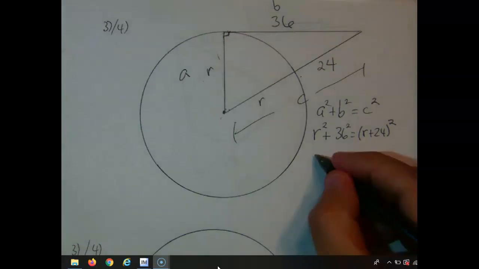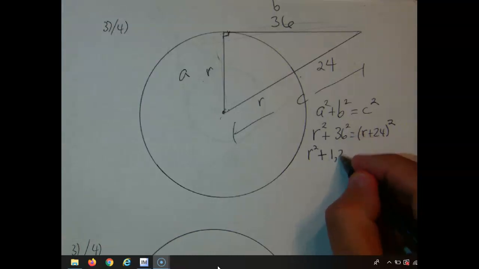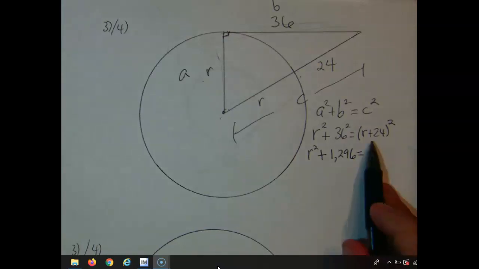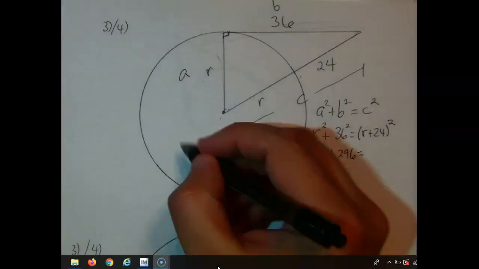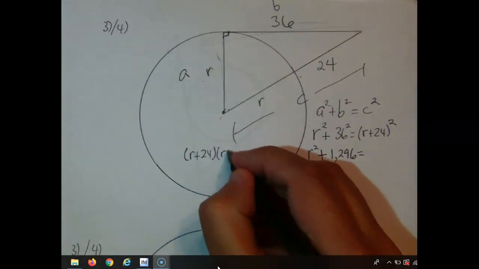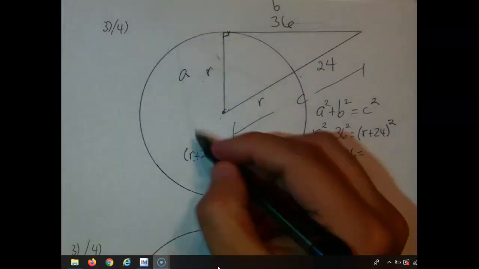Now let's simplify. R squared, use your calculators. 36 squared is 1,296. Now here comes the biggie. R plus 24 squared. This means R plus 24 times R plus 24. So we're going to FOIL this out.